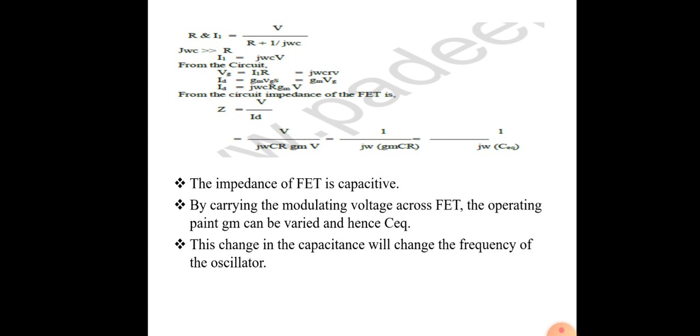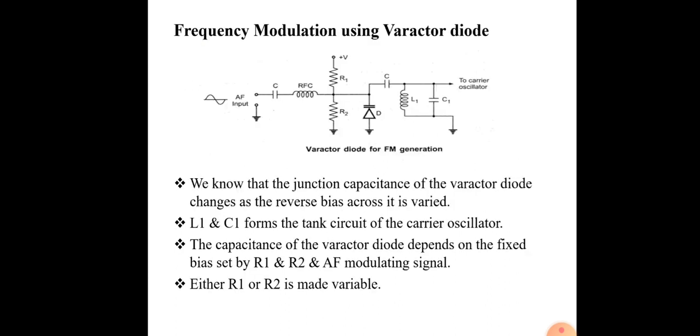By varying the modulating voltage across the FET, the operating point gm can be varied, and hence C equivalent will change. This change in the capacitance will change the frequency. So that means if the capacitance value changes, the frequency also changes. So automatically it acts as the oscillator.